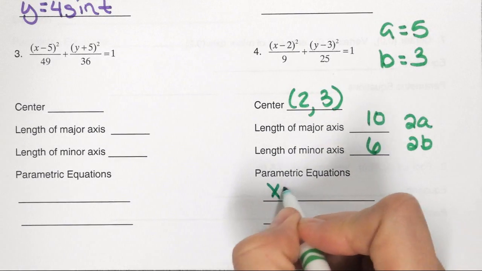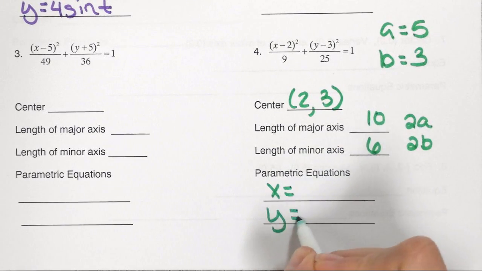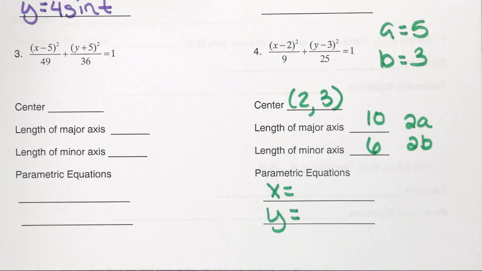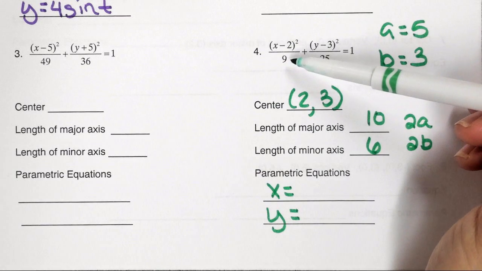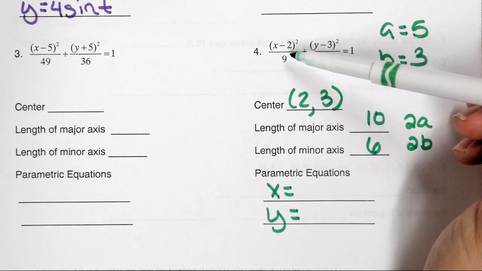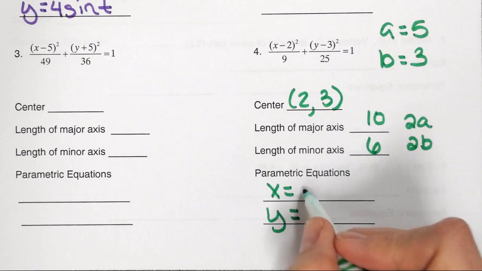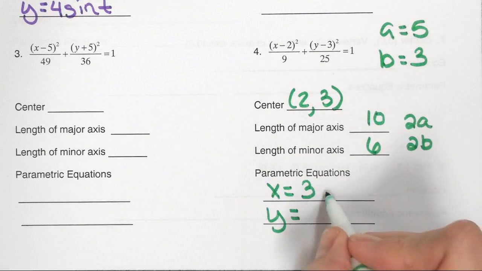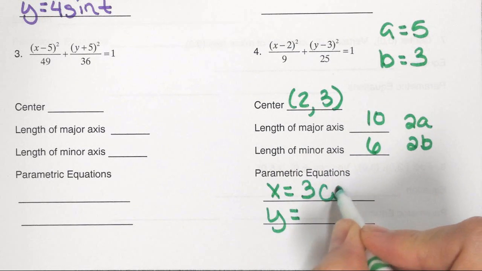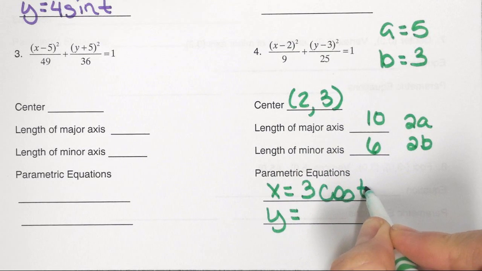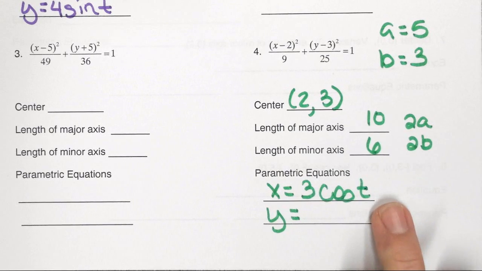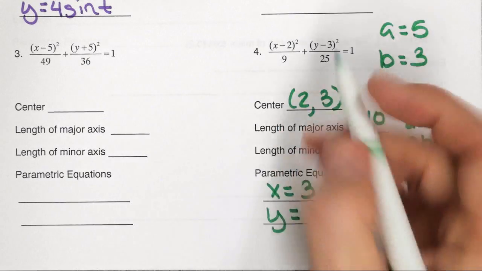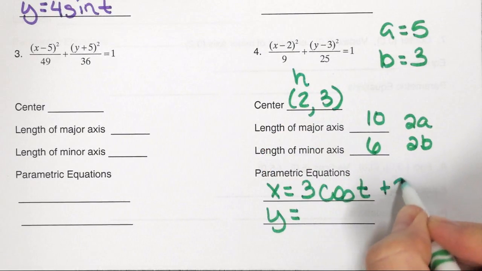Two equations, x equals and y equals. Go find your x. Look at the number underneath it. What number is underneath it? 9. What is the square root of 9? Write 3. What trig function goes with x? Cosine. Put your t. Now, am I at 0, 0? This will always be whatever h is. Don't do the opposite. What is my h right here? 2. So it's plus 2.